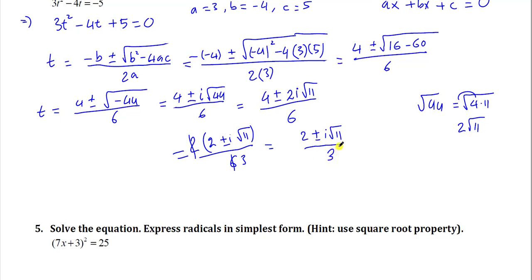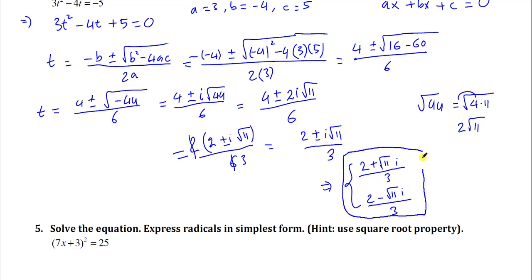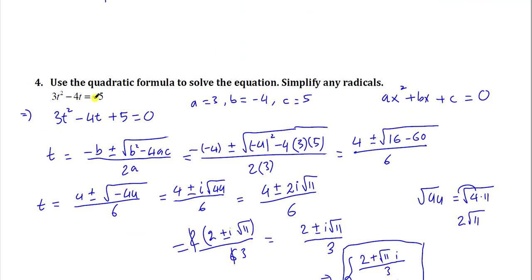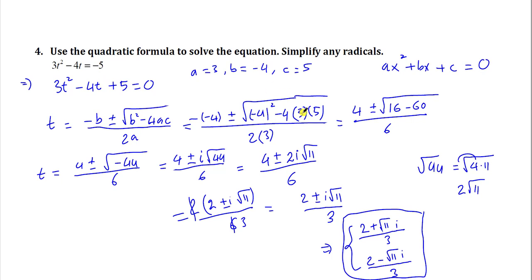And this should be the answer for this equation. Or we can just write two answers, plus and minus. The first one is 2 plus i square root 11 divided by 3. The other one is 2 minus square root of 11 multiplied by i, I just move the i to the back, over 3. And these are the two answers of this quadratic equation using the quadratic formula. Let's move on to the next question.